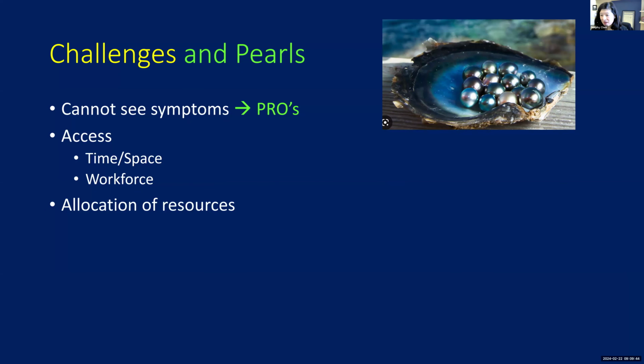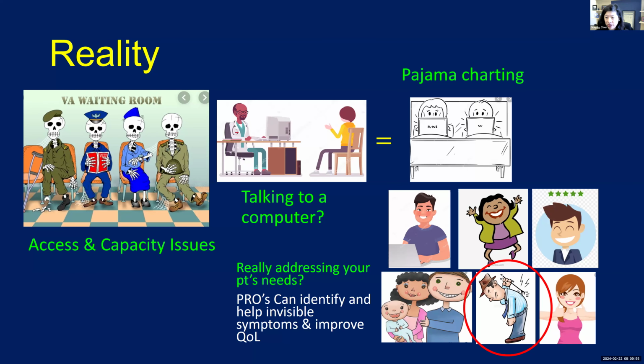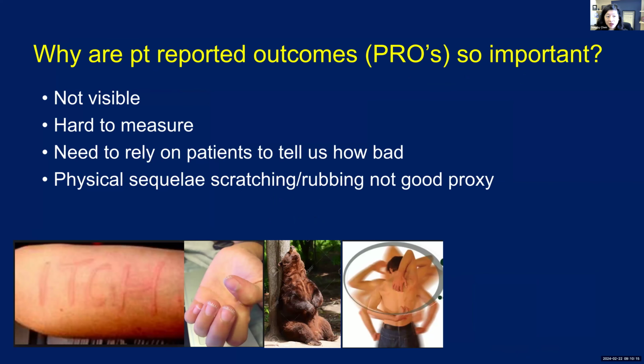So let's get to the meat of what we're going to talk about here today. And let's first attack the can't see the symptoms. And this is really where patient-reported outcomes are helpful. So this is the paradigm on the bottom right here. You see that guy with a back scratcher. He's probably not bringing in the back scratcher to your office, but that is otherwise his constant companion. And so these patient-reported outcomes, or PROs, might help you identify these symptoms and improve their quality of life.